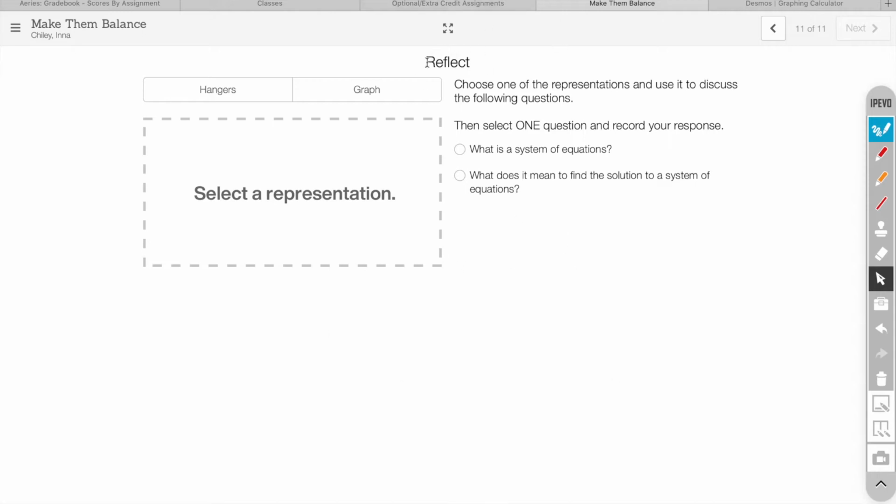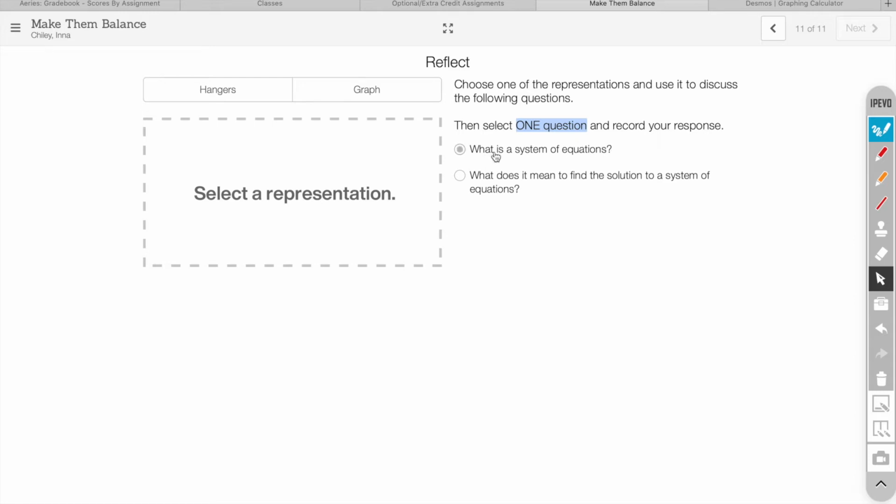It says reflect. Choose one of the representations and use it to discuss the following questions. So we're going to select a representation, either a hanger or a graph, and then we're going to select one question and record our responses. So let's take a look at the questions that we have the option of selecting.